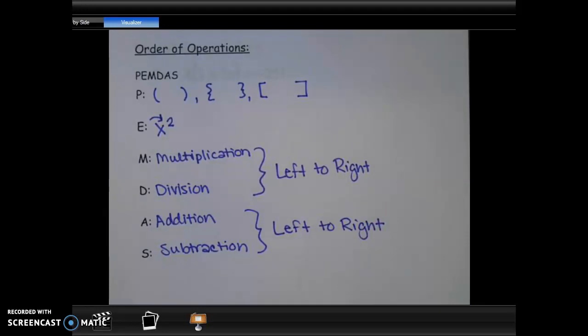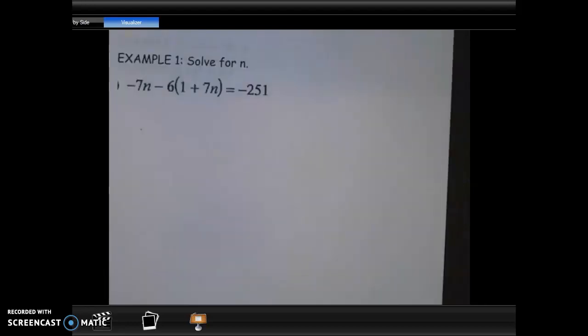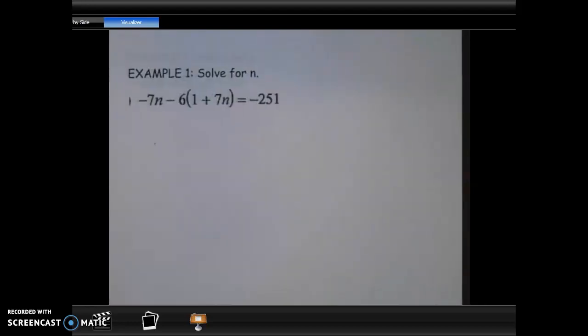Okay? All right, so I'm a firm believer in the best way to be able to understand how to do these things is to actually do them. So this is how your problems will be set up on your Google form, and I will show you how your answer should look when you type it in. So our first example here wants us to solve for n. So we have a lot that's going to happen here.